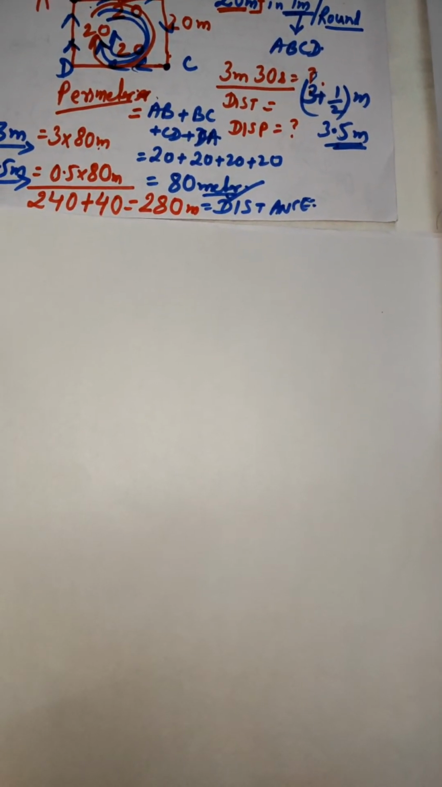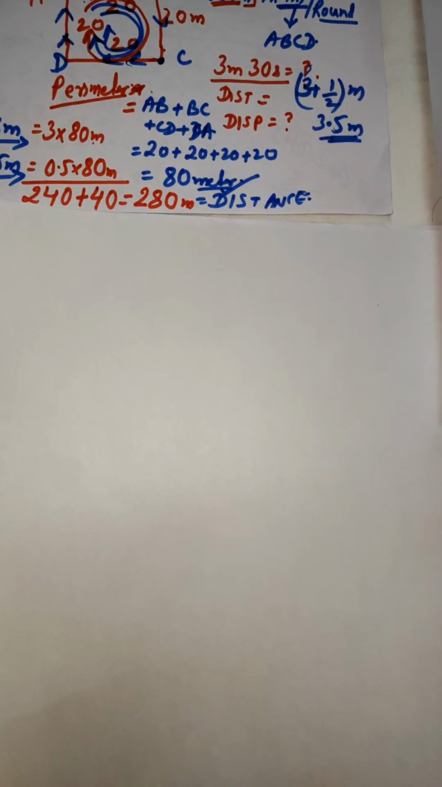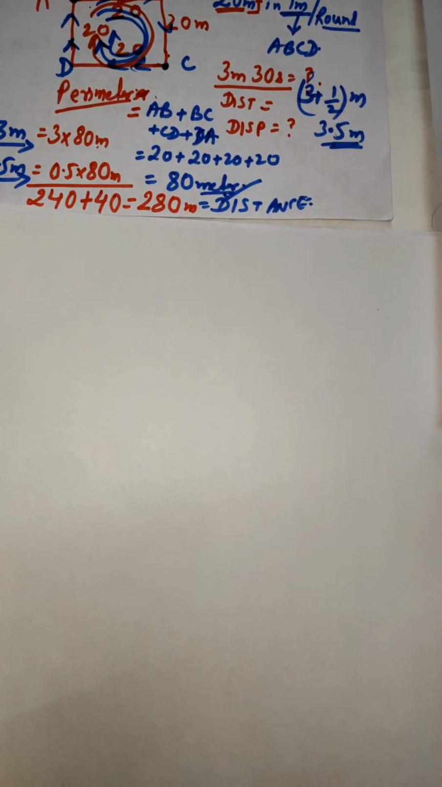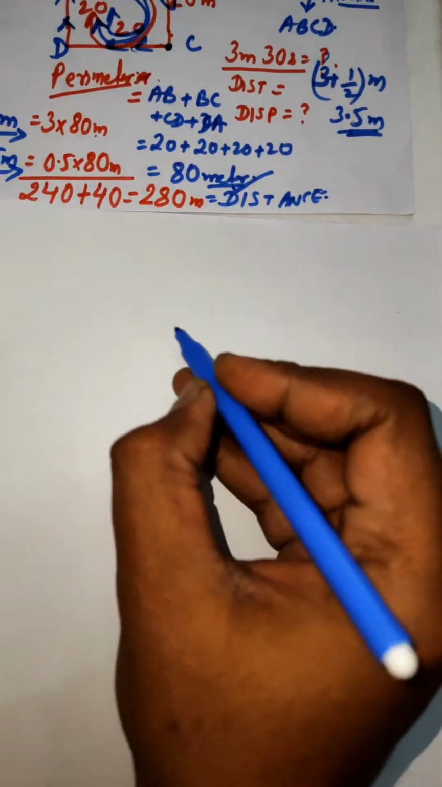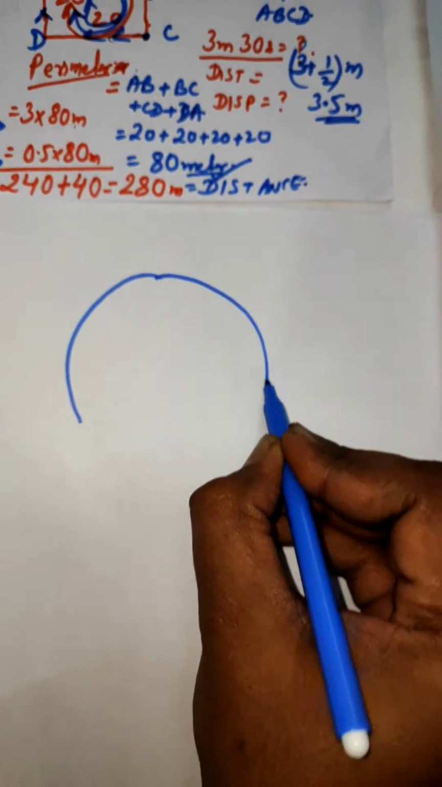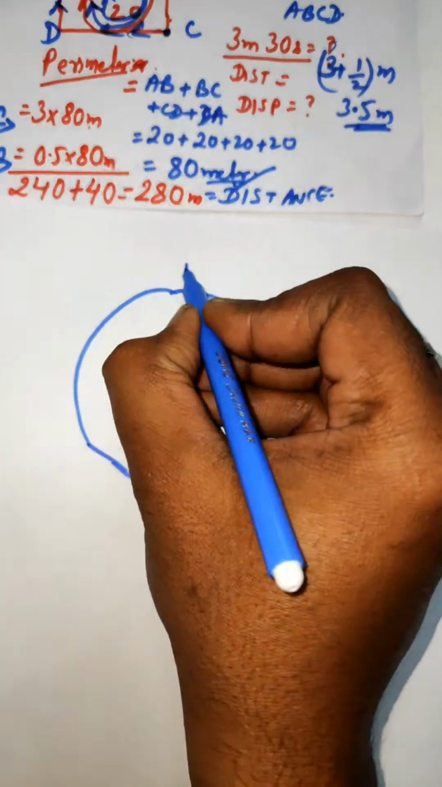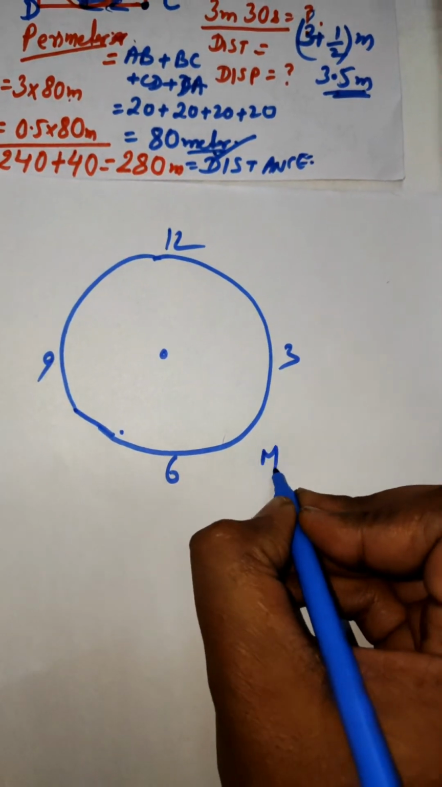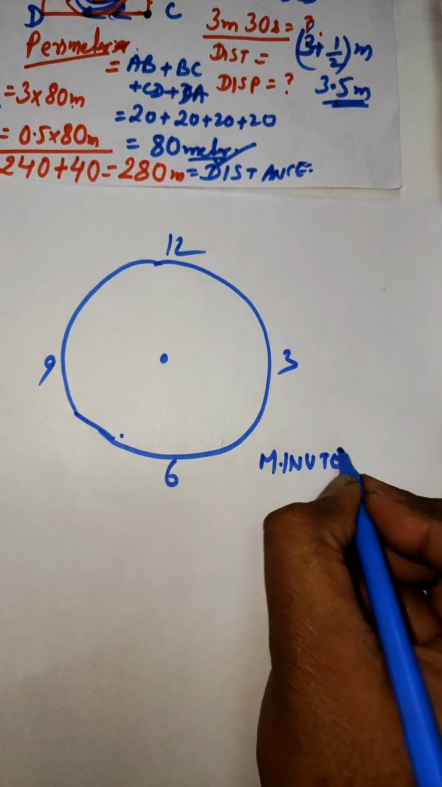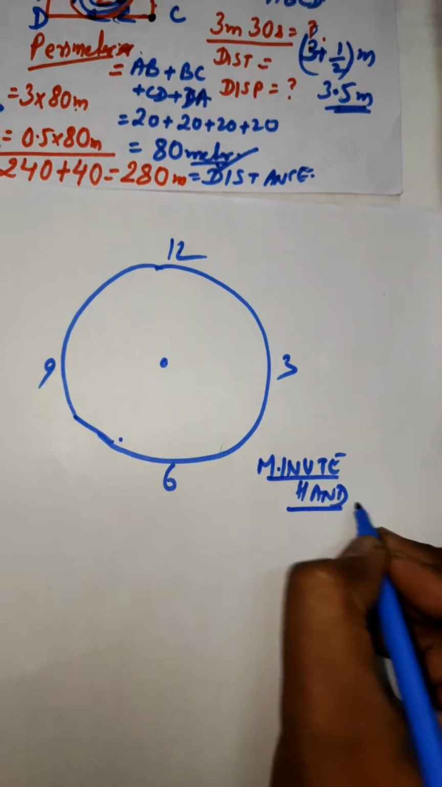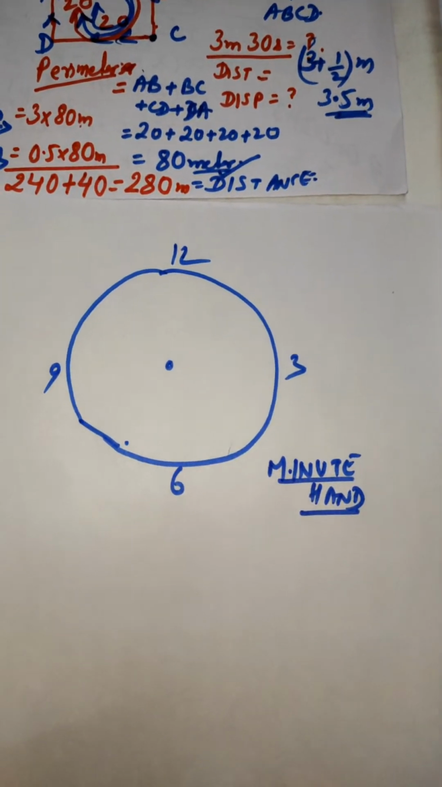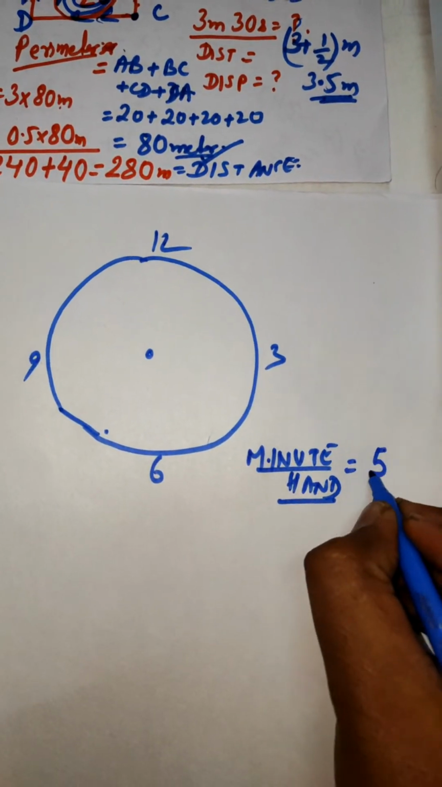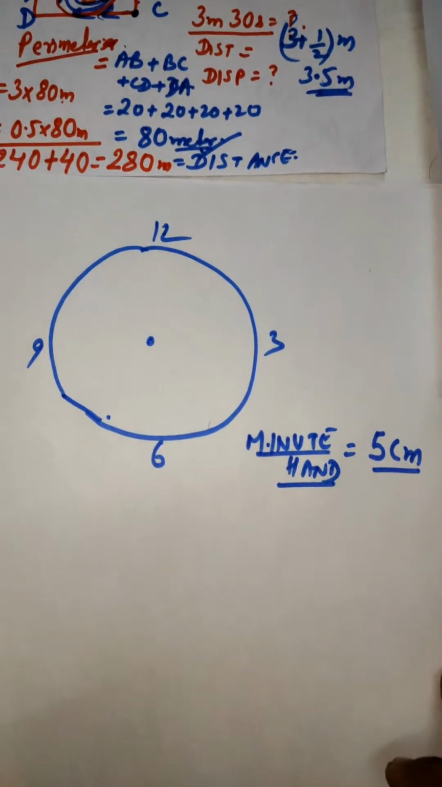So in a watch, we need to calculate the area swept by the minute hand if the length of the minute hand is 5. So let us see, this is a watch. You know, in a watch there is 12, 6, 3, 9. And the minute hand, what is the minute hand? It's given in the question, the minute hand is 5 centimeter long.